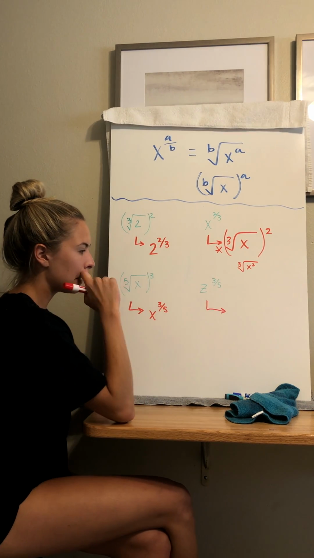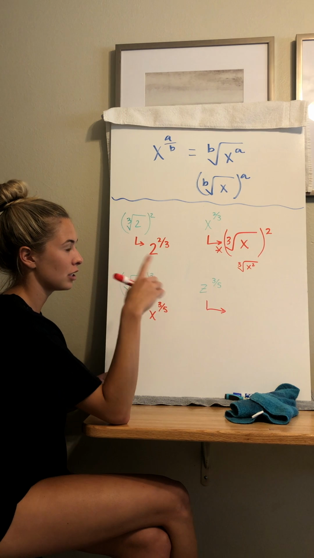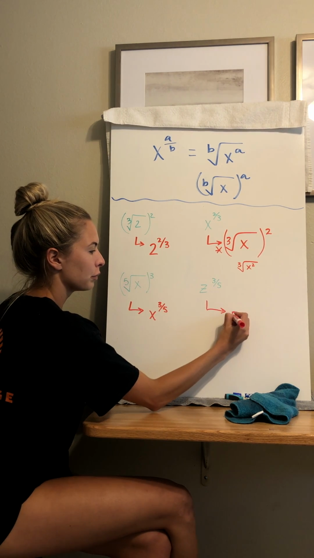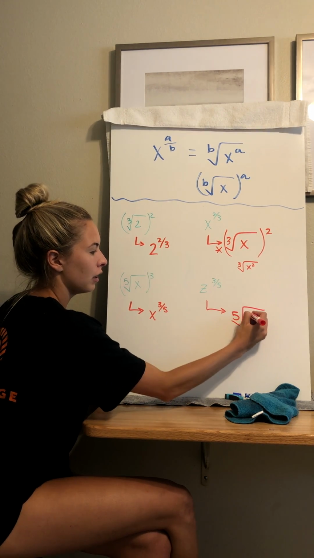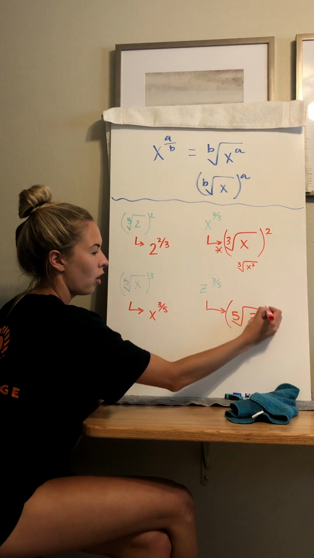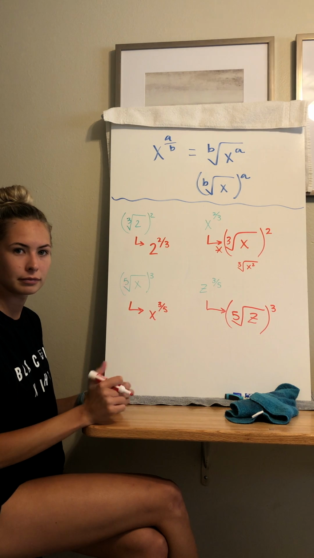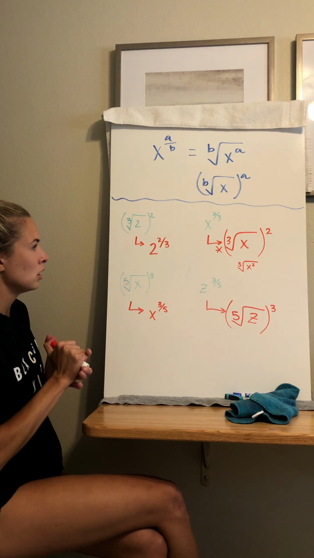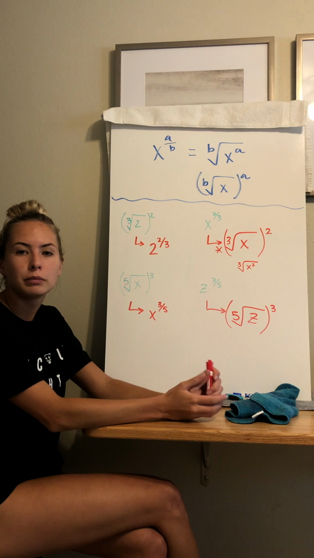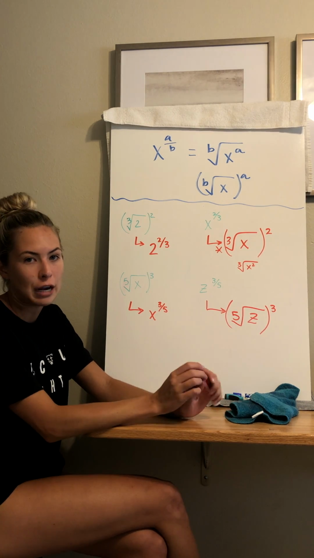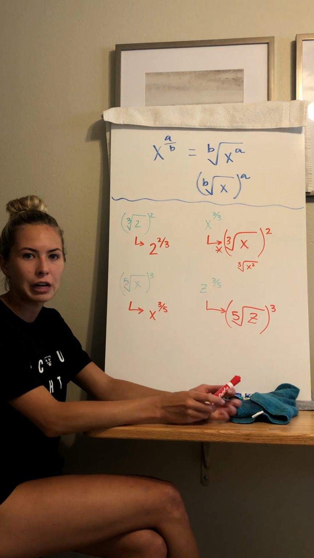Okay, last one. So our denominator is our root. So we are taking the 5th root of z. All of that is being raised to the 3rd power. So hopefully by now you can figure out how to change from a fractional exponent to a root and a root to a fractional exponent.